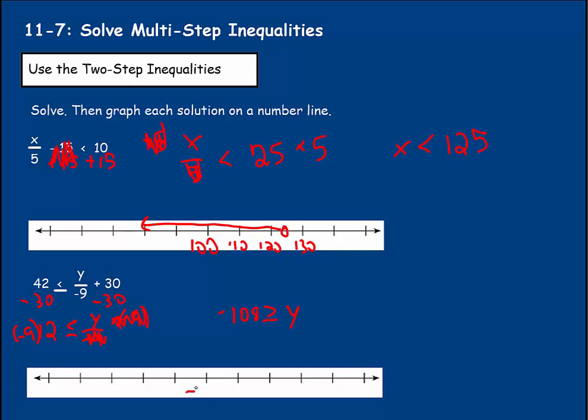So if we have negative 100 and we have negative 110, we would place our closed circle at negative 108 because it's less than or equal to, and we would make this go down because it's smaller than that.